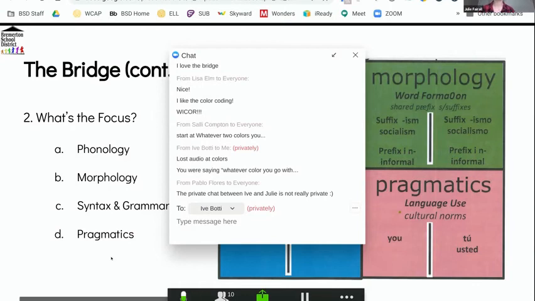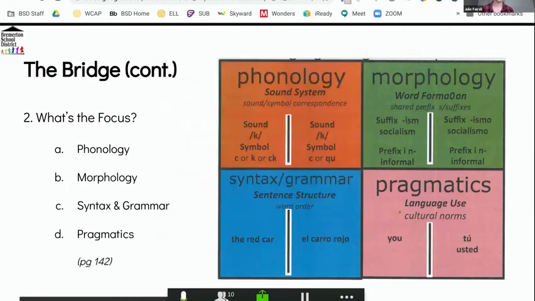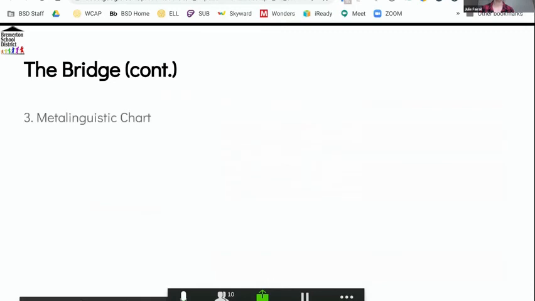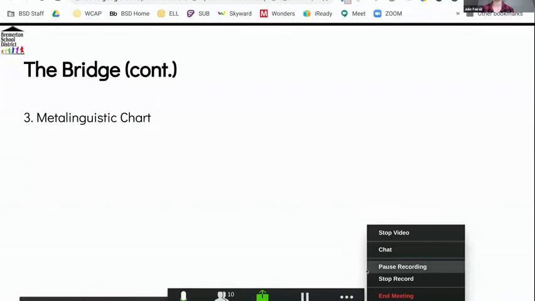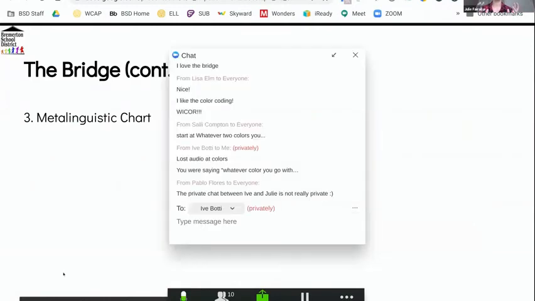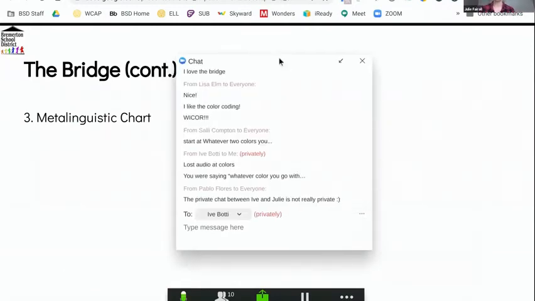And then once you decide what your focus is, and that's on page 142, where there's a nice chart, then you go into the meta-linguistic chart. So that first one we had with the illustration or the así se dice or the side-by-side was just putting language on the paper, and it should be the words and the vocabulary that you've used with students. So they know the words, they're giving you the language.